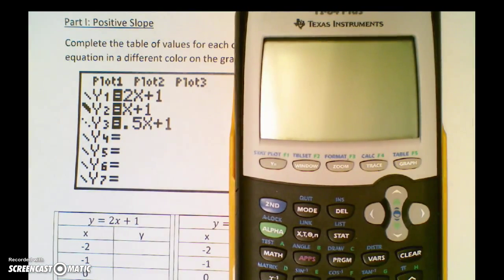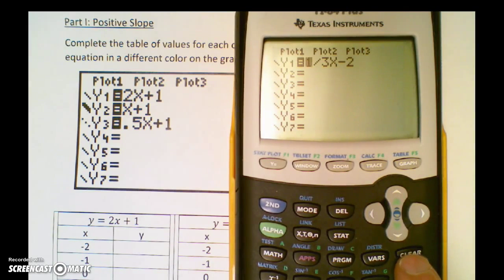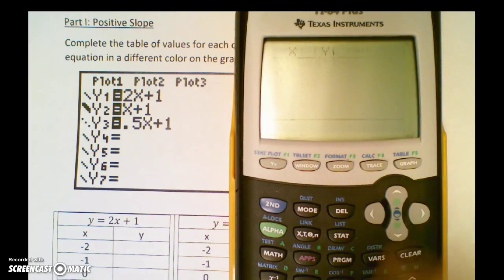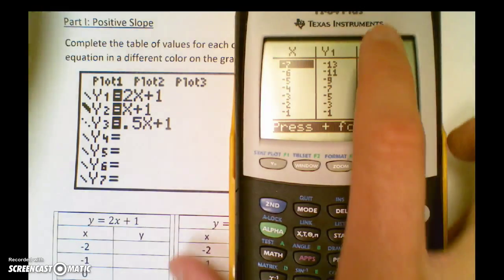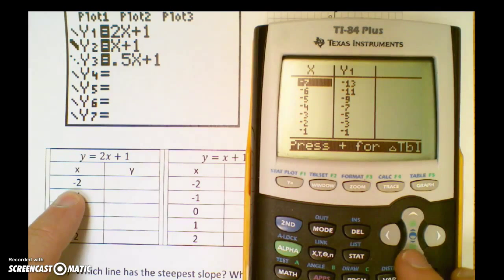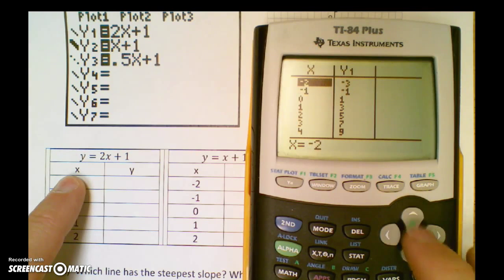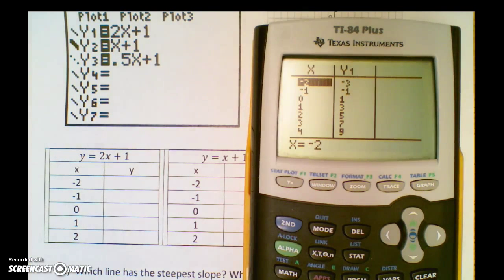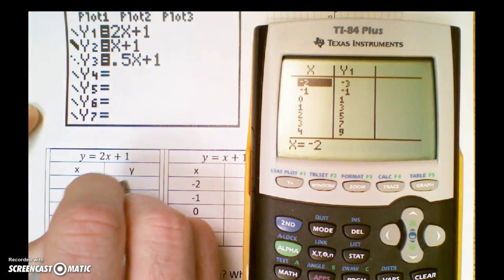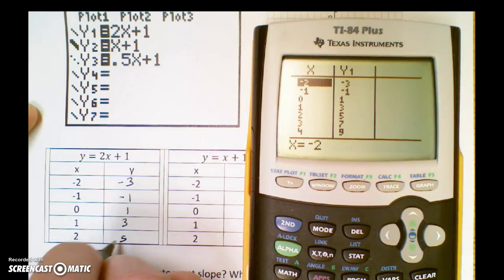Remember, if you just type in on your calculator, hit y equals, clear out whatever's in the y equals spot, and type in the equation, 2x plus 1, you can hit second graph, and you'll get your table. Now the only thing you have to be careful with is when you're using the table, make sure you're selecting the values that we want to use. So here this table starts at -2 for x, so I want to bring my calculator to start at -2. And now I've got my points that I can label. -3, -1, 1, 3, and 5.